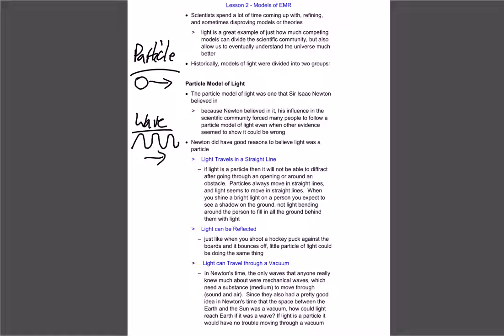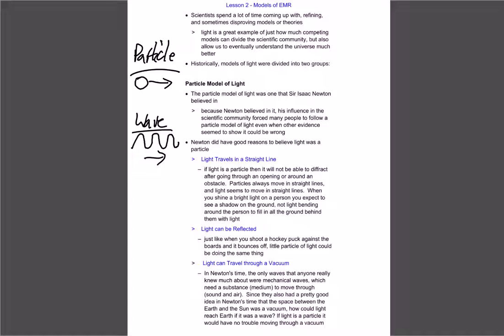We're going to start with our master of physics, and that's our good old buddy Isaac Newton. And he's the one that first proposed the particle model. And because it was Newton, and because he was right about a lot of things, the science world sort of backed him up and agreed. And Newton had some pretty solid theories and proof of why it was a particle.